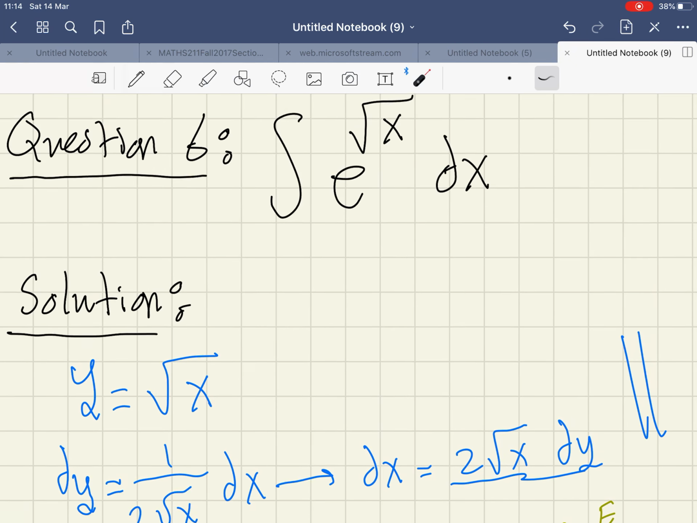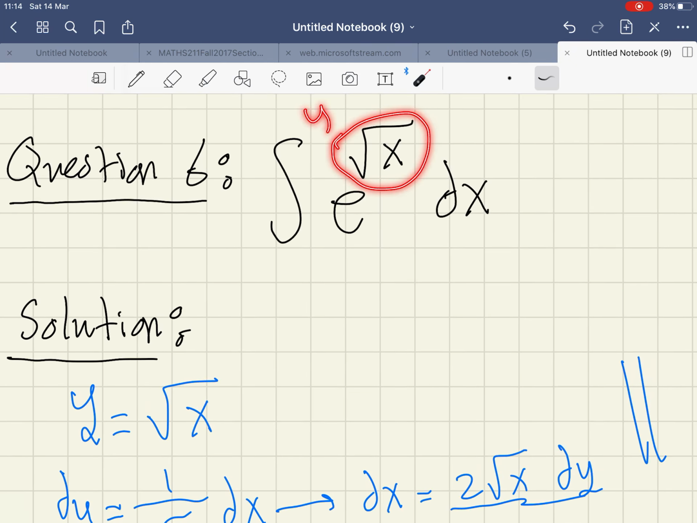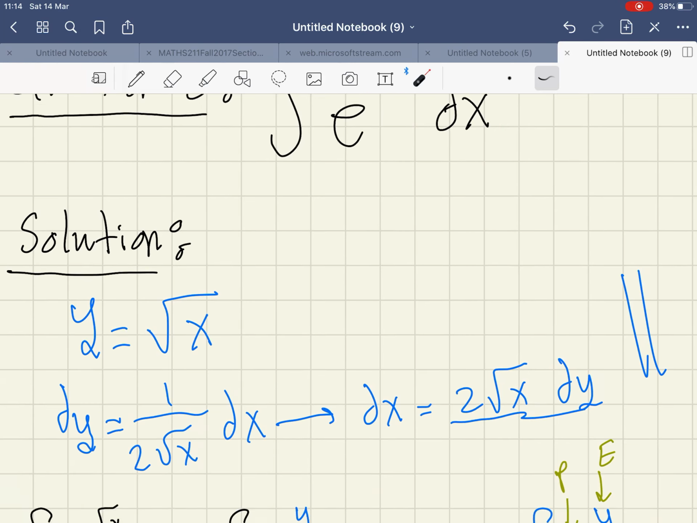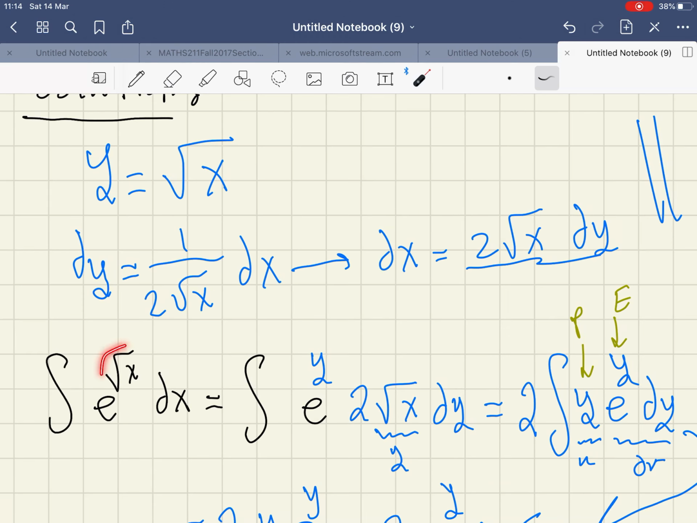Now, this one we will call y. This one we already found here, so let's put them together in the integral. So instead of square root of x, I will write y, and instead of dx, I will write 2 square root of x dy, which is this one. Now, square root of x, I know how much it is in terms of y, so I will just call it y. Take the 2 outside the integral, and what you will get is 2 y e^y dy.